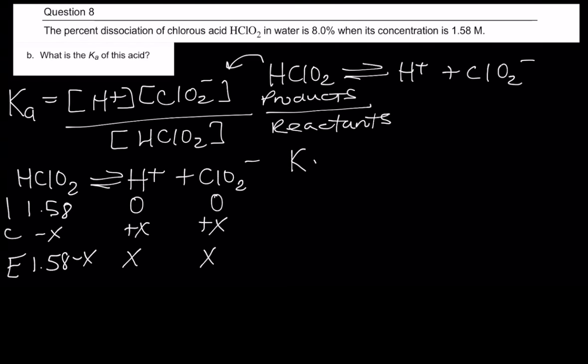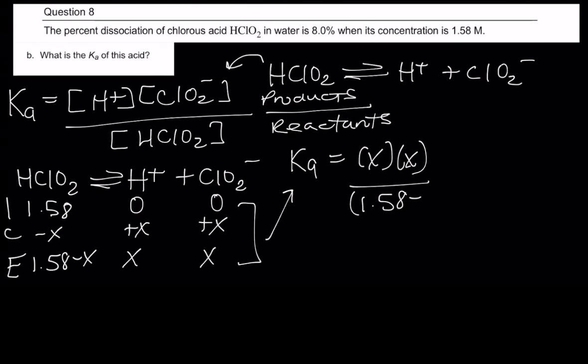So now we can input these values, or these constants, into the Ka value that we calculated before. So Ka will be equal to X times X over 1.58 minus X.